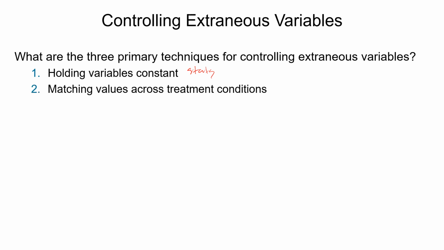You can match values across treatment conditions. Let's say, again, you know gender is a confounding variable. So instead of holding the variable constant, you can make sure that you've got an equal amount of men and women in all of your treatment conditions. Let's say you plan on having 100 participants. You can make sure you have 25 men and 25 women in drug A, 25 men and 25 women in drug B. By doing that, you're matching values across the treatment conditions. So in a sense, you are controlling for that variable.